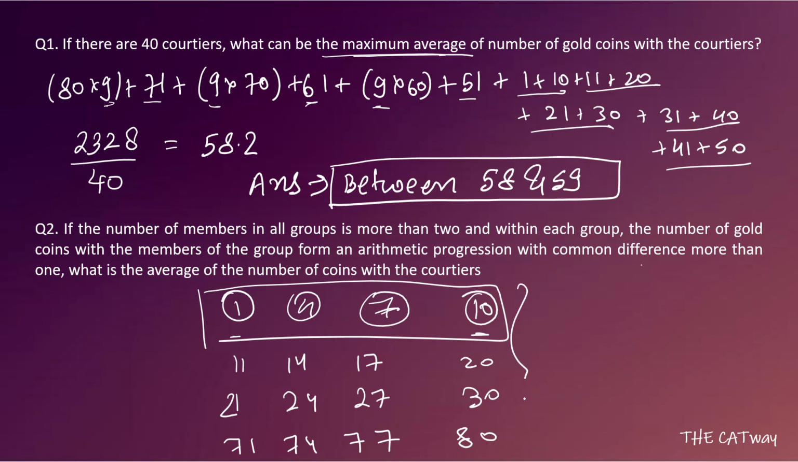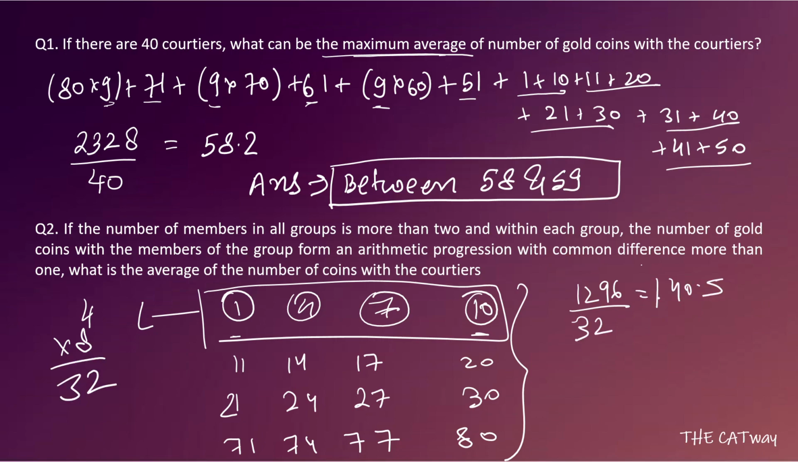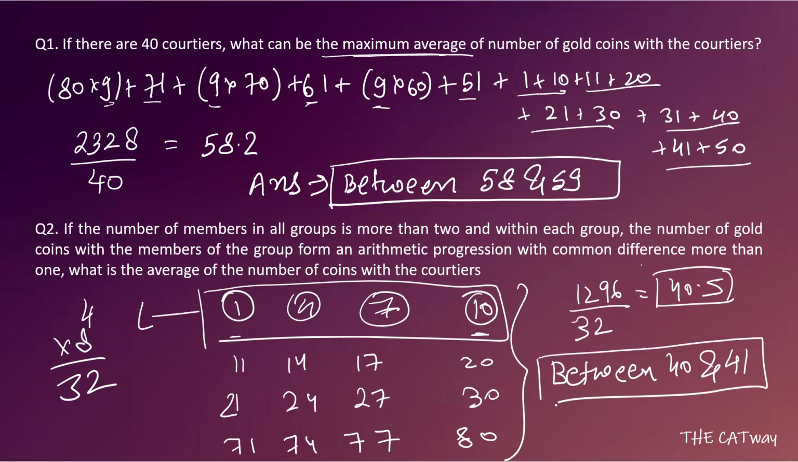Now you will take the sum of these. The sum will come out to be 1296. And how many people are there? There are 4 people in one group. There are 8 groups, so the total would be 32 people. So let's calculate the average. The average will come out to be 40.5. So our answer will be between 40 and 41. So this will be a correct answer.